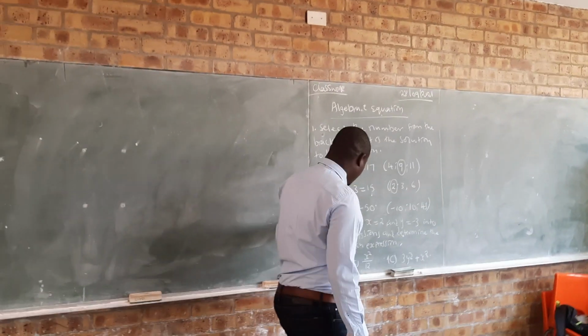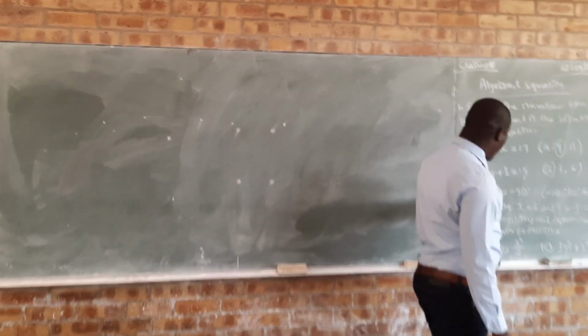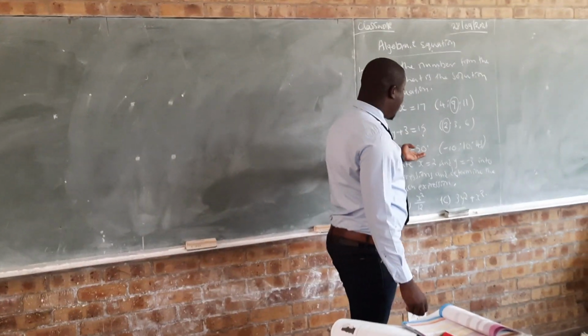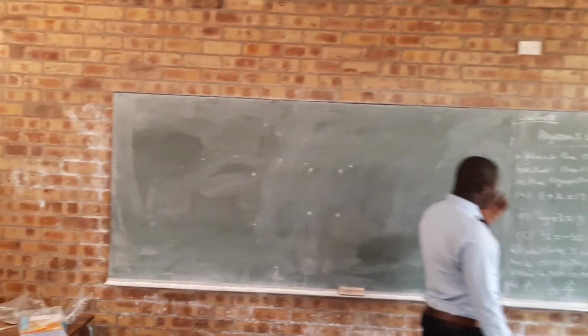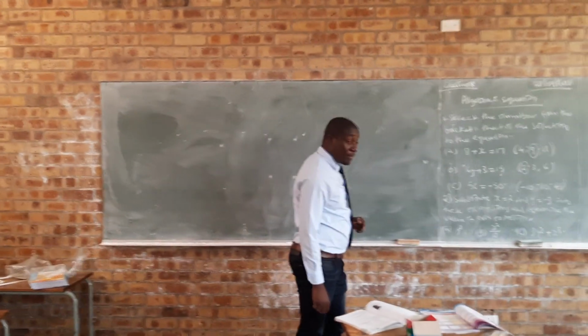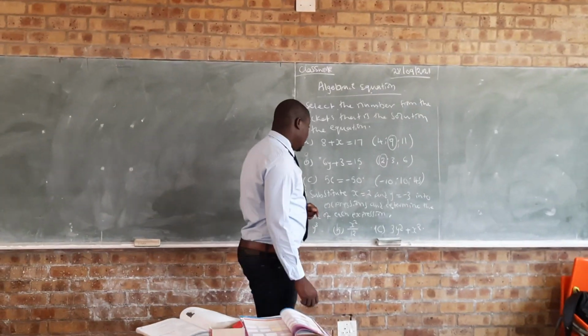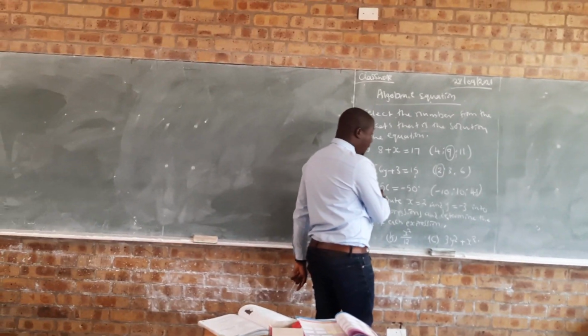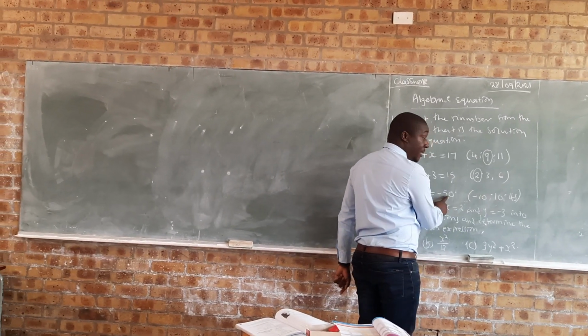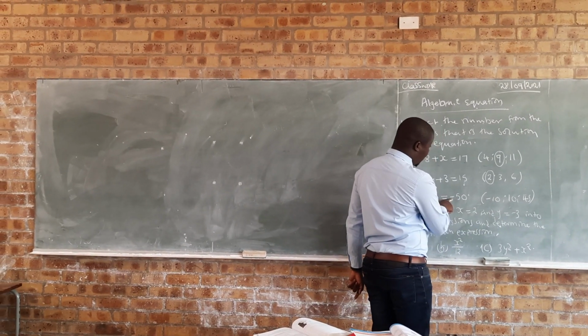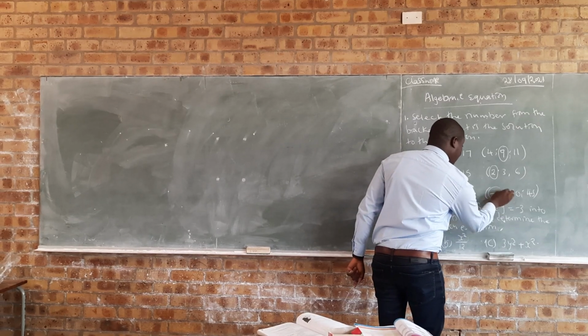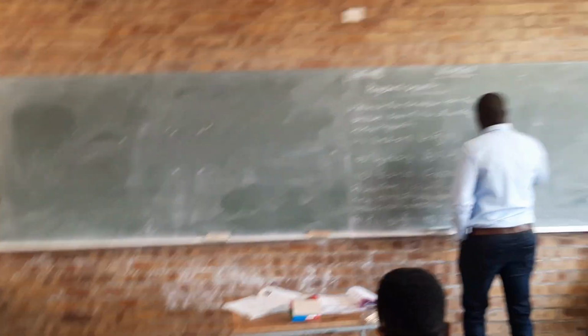Yes. Number C, 5 multiplied by something, we get negative 50. What is the number that can make the statement true? Negative 10. Yes, 5 multiplied by 10 is 50, and the negative is the negative 10, which is this one. Again, so now let's go to number 2.